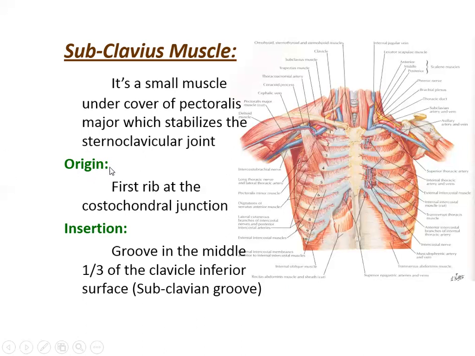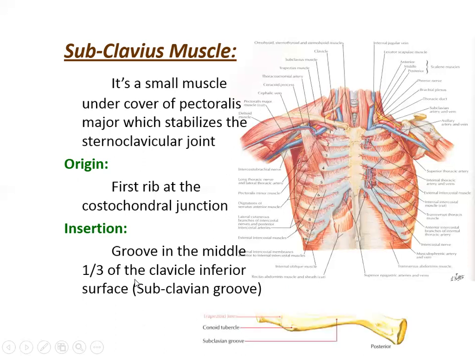The origin of this muscle is from the first rib, as you can see here, at the costochondral junction. As you can see here, the first rib, the first costochondral junction. At the junction of the costa and the cartilage, the costochondral junction, is the origin of this subclavius muscle, and it gets inserted to the groove in the middle 1/3 of the clavicle inferior surface.